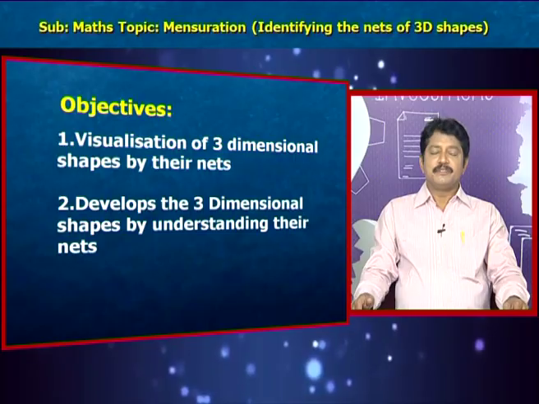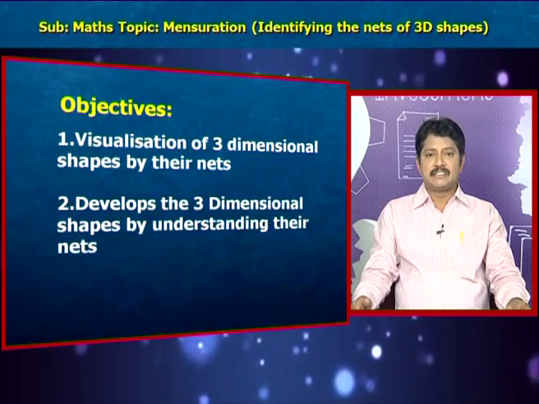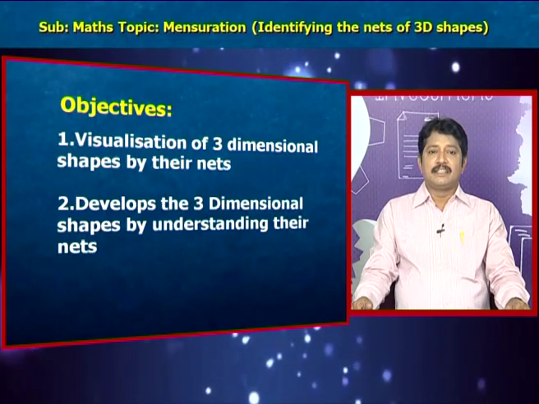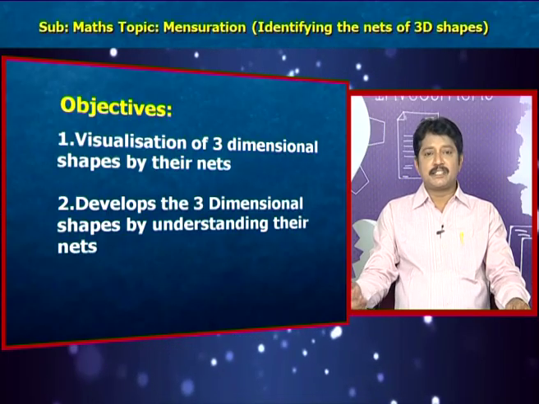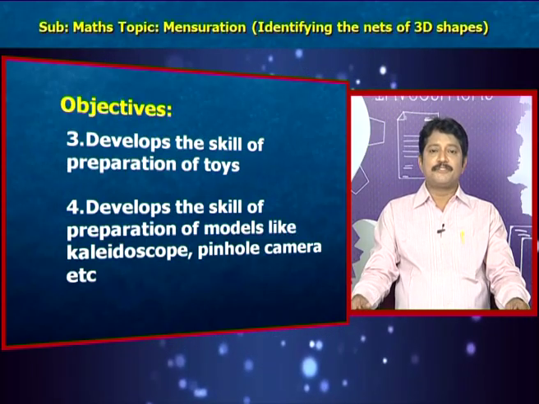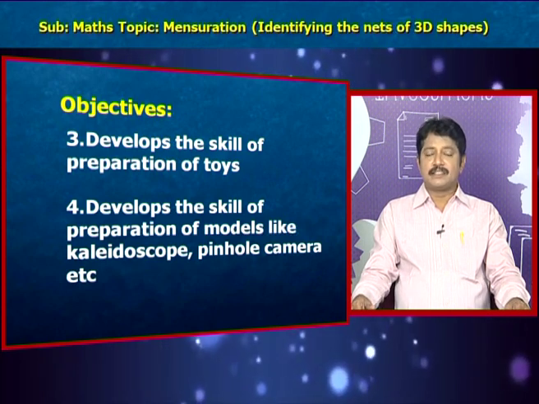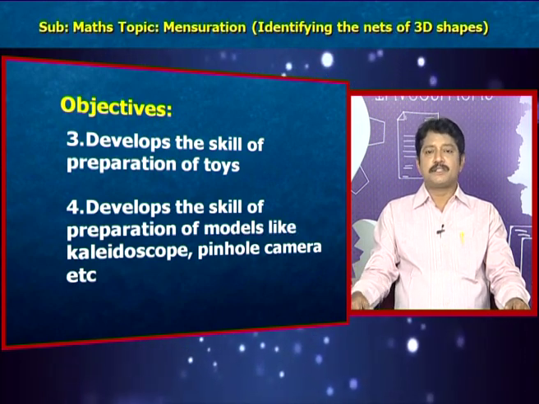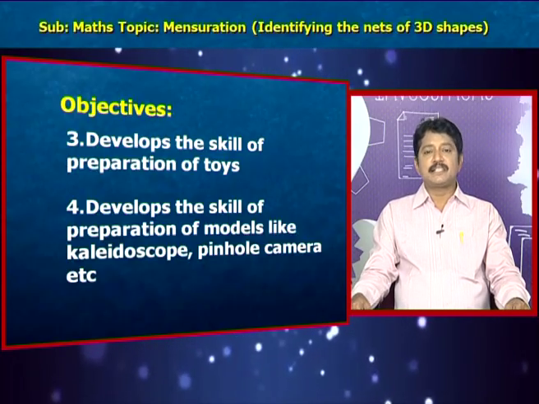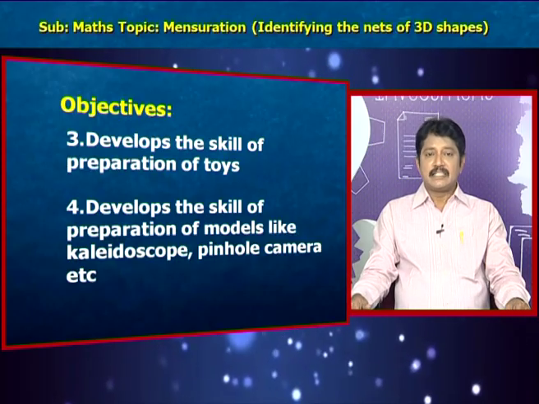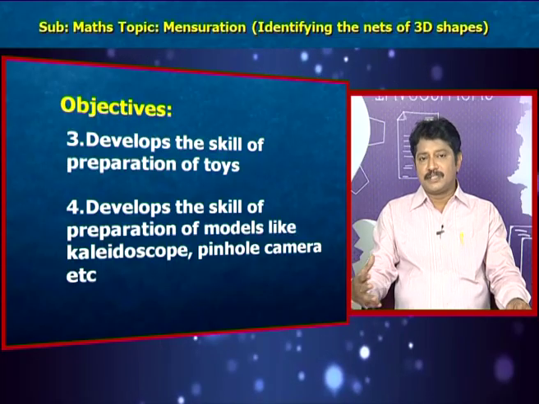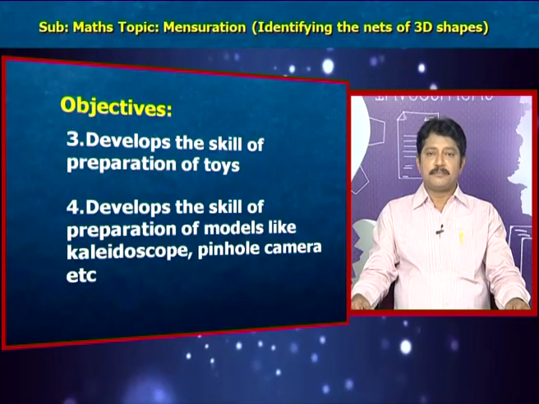So, what is the objective of this concept? Visualization of 3-dimensional shapes by their nets is very important, the second one is to develop the 3-dimensional shapes by understanding their nets, and the third one is to develop the skills of preparation of toys. Okay. Through this chapter you can understand how to prepare toys also. The next one, develop the skills of preparation of models like kaleidoscope, pinhole camera, etc. These are the objectives of learning the nets of 3-dimensional shapes.